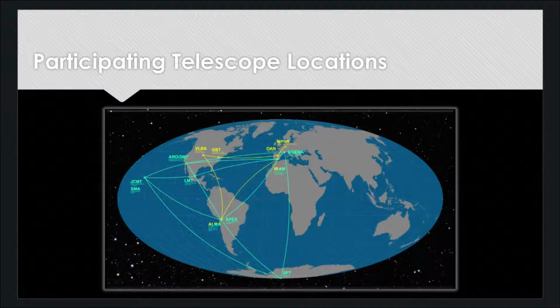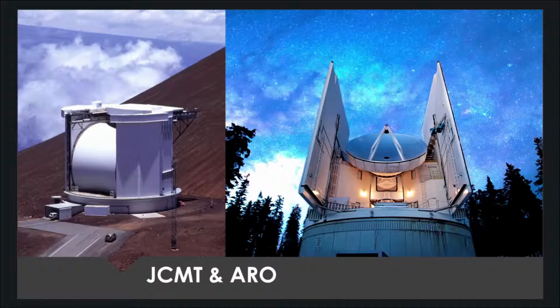This virtual telescope consists of 9 individual telescopes that work collectively to create a virtual telescope with the resolution of a telescope the size of the Earth. 2 of these telescopes are located in the United States. Seen on the left here is the James Clerk Maxwell Telescope located in Hawaii, and on the right is the Arizona Radio Observatory located in Arizona.